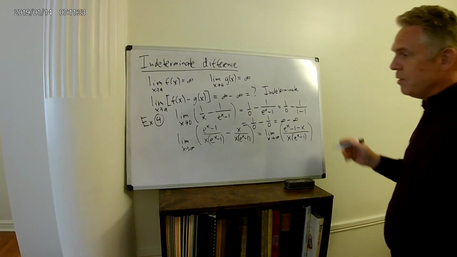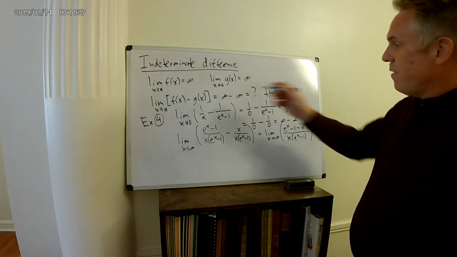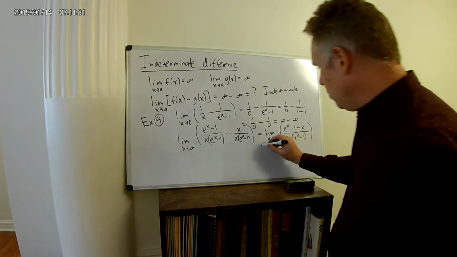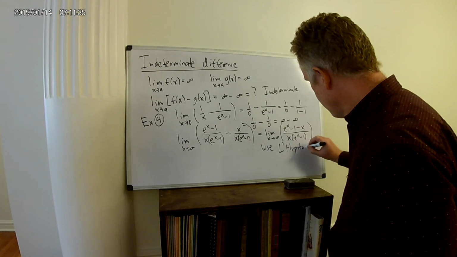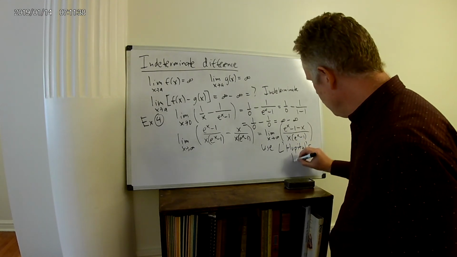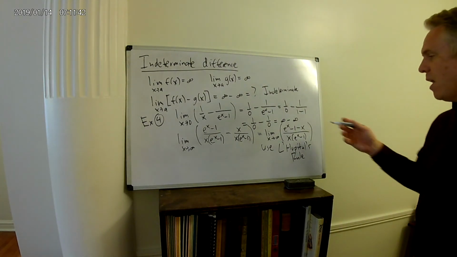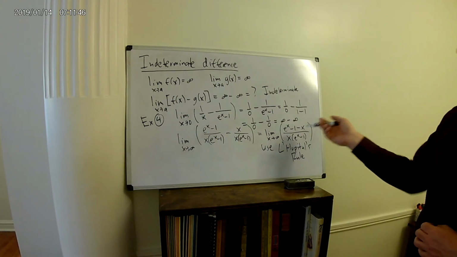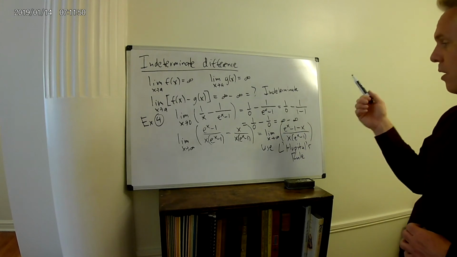So this is the exact same limit as this, but I've found a common denominator. Now we can use L'Hopital's Rule. So we will use L'Hopital's Rule here to evaluate this limit, okay? And in the interest of time, I'm not going to go through this. It turns out this is a little bit thorny. You have to use multiple iterations of L'Hopital's Rule to evaluate this limit.